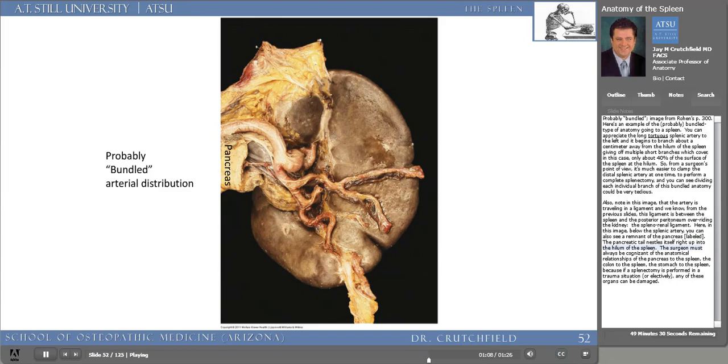The surgeon must always be cognizant of the anatomical relationships of the pancreas to the spleen, the colon to the spleen, and the stomach to the spleen, because if a splenectomy is performed in a trauma situation or electively, any of these organs can be damaged.